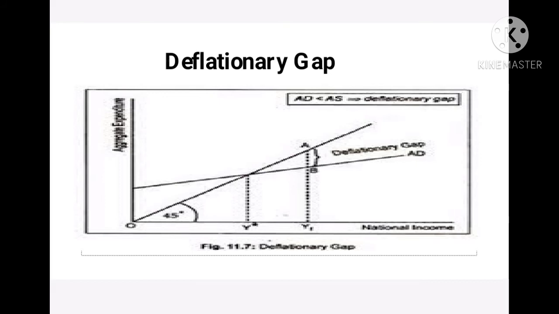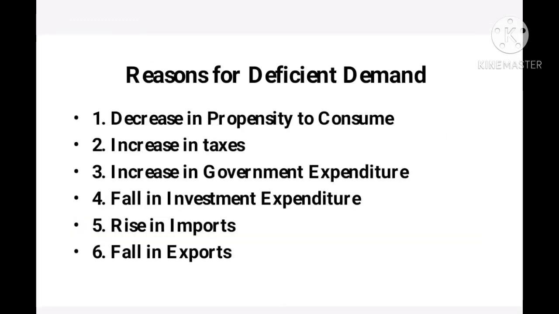For example, in a recession, the deflationary gap may be quite substantial, indicative of the high rates of unemployment and underused resources. A deflationary gap is also known as a negative output gap. Okay, students. Now, reasons for deficit demand.